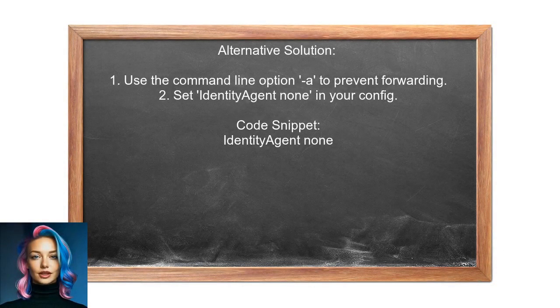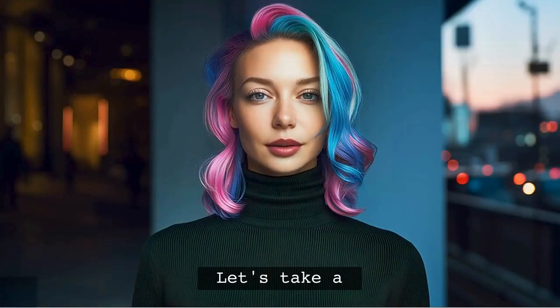One user found a solution to the SSH agent forwarding issue by using the command line option -a. This prevents the authentication agent connection from being forwarded. They also discovered that the configuration option IdentityAgent none effectively stops key forwarding. That's all on that answer. Let's take a look at another one.